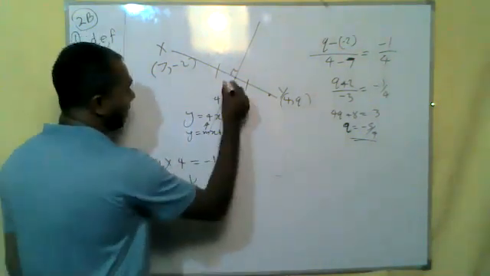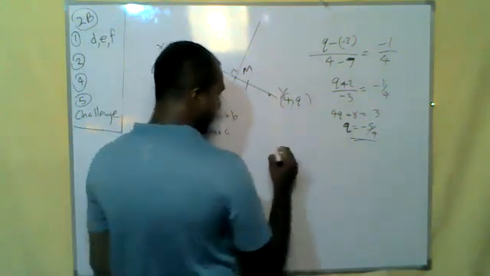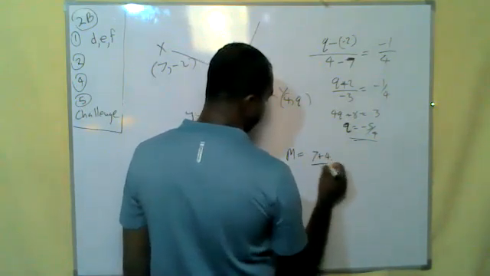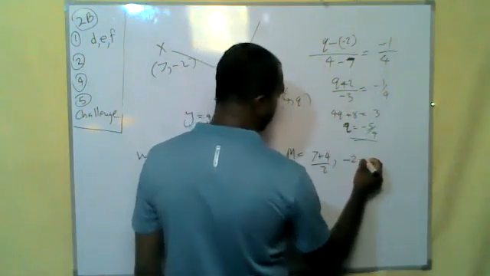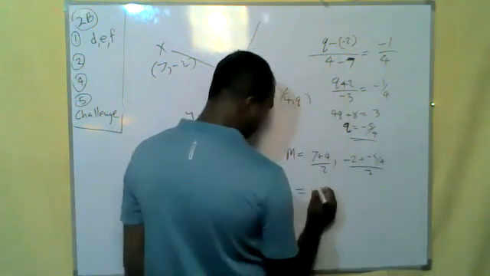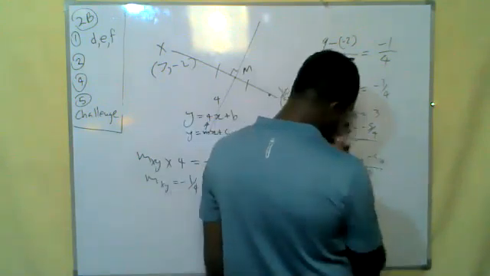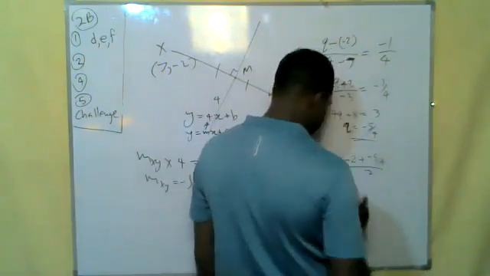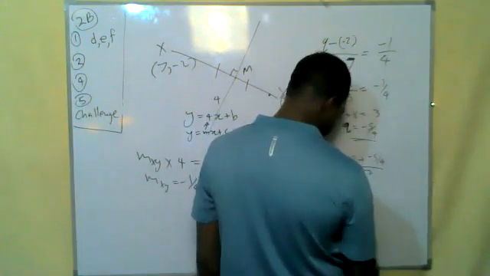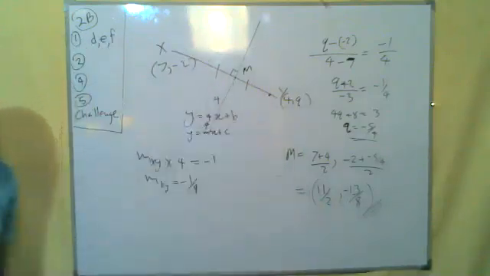Using this x and y, we can find the middle point M now. What is the midpoint? M should be equal to (7 plus 4) divided by 2, comma, (-2 plus -5/4) divided by 2. We get 11/2, comma, what do we have here? (-8 minus 5) divided by 8, which is -13 divided by 8. This is going to be the midpoint of the xy line.